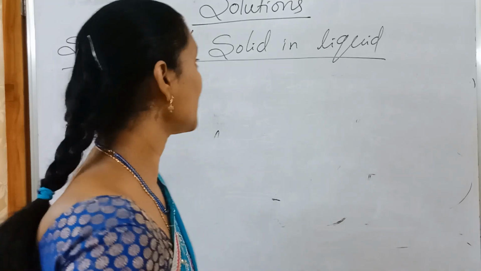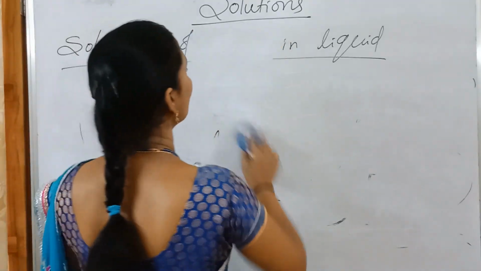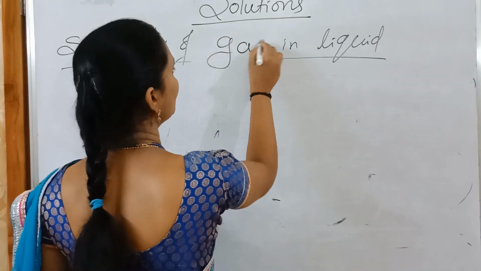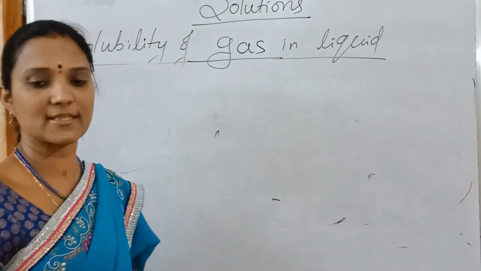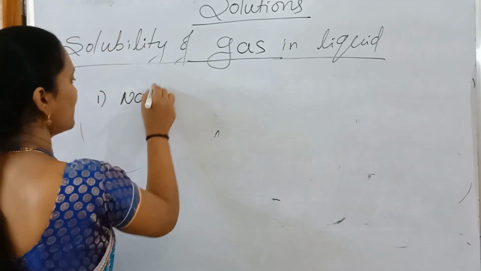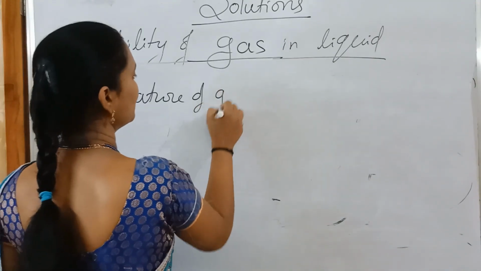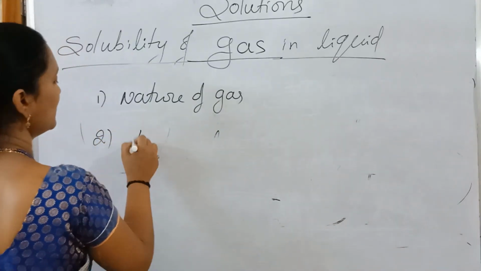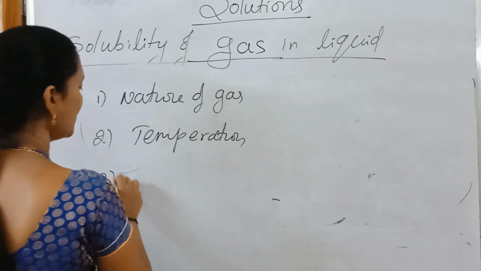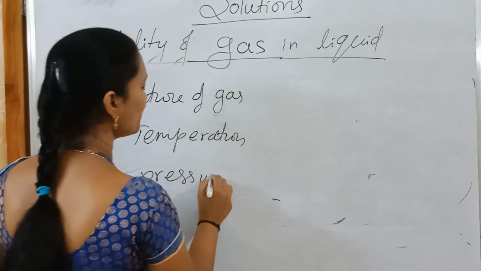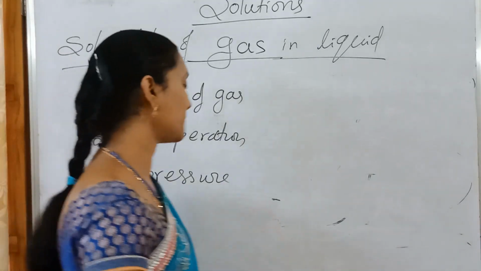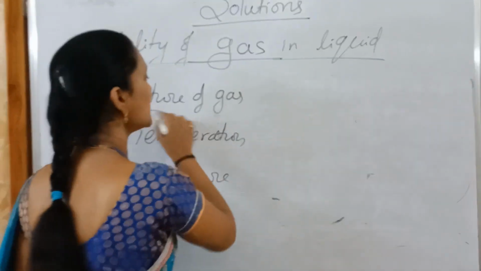So now, what are the factors affecting solubility of gas in liquid? Solubility of gas in liquid. So here three major factors. First one, nature of gas. And second one, temperature. Third, pressure. Major factors affecting solubility of gas in liquid: nature of gas, temperature and pressure. So first one is the nature of gas.